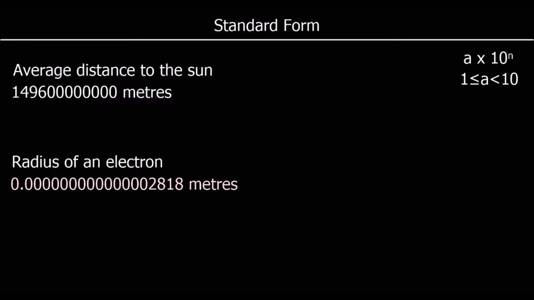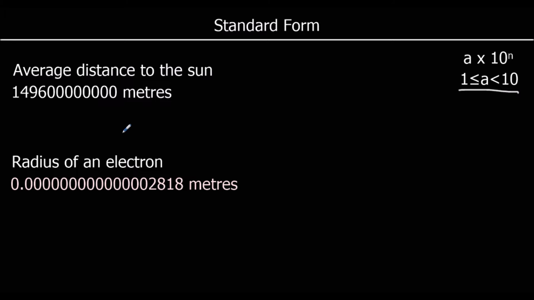When we have really big or really small numbers, we can use something called standard form as an easier way to write them. So here I've got the average distance to the sun, which is 149.6 billion meters. And I'm going to write that in standard form. Standard form is a number between 1 and 10, so a number between 1 and 10 times 10 to the power of something.